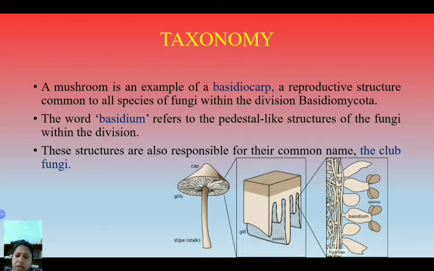And what does basidium mean? From the picture you can see the interwoven hyphae, a thread-like structure, with threads expanding outward. It has the shape of a pedestal, and that is called the basidium. At the tip of the basidium you can see the spores, which we call basidiospores. These fungi, the mushrooms, are called club fungi, because mostly all the hyphae are interwoven together.